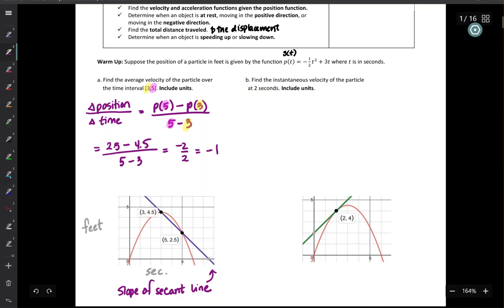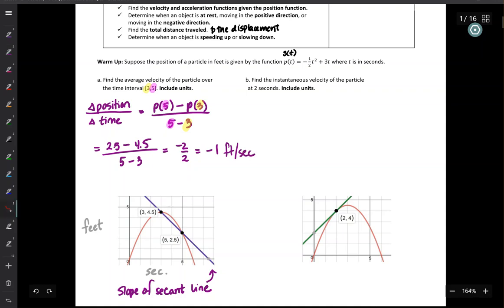So what have we just found? We've just found that on average, between 3 and 5 seconds, the particle's velocity is minus 1. What are those units? Well, remember, this is a slope of the secant line. Slope is our rise over run. It's feet per second. So on average, the particle is going minus 1 feet per second.